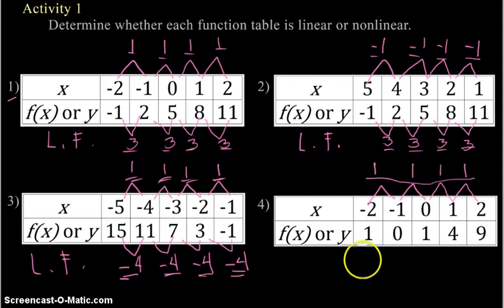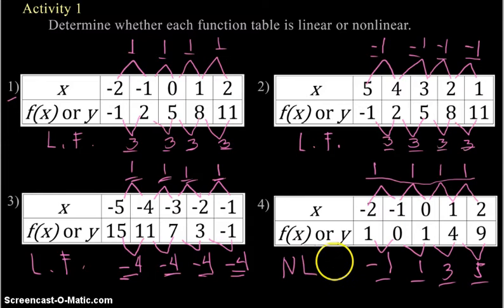Tingnan natin sa values ng y natin kung siya ay constant din. So, 0 minus 1, it gives you negative 1. 1 minus 0 is positive 1. 4 minus 1 is 3. And 9 minus 4 is 5. Okay, so kung makikita natin, yung values ng y natin dito, hindi siya the same or hindi siya constant. So, itong function number 4 is a non-linear function.